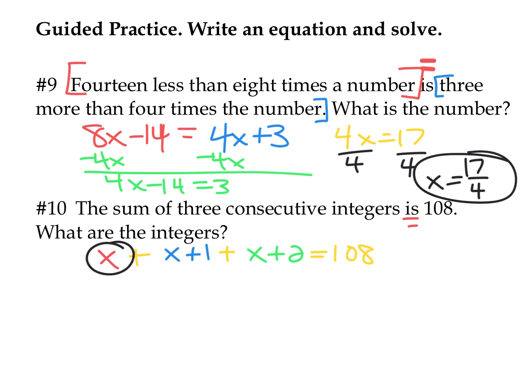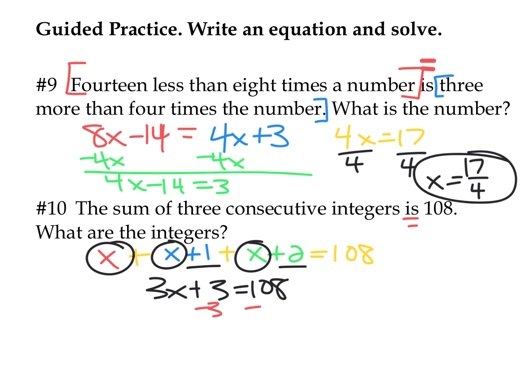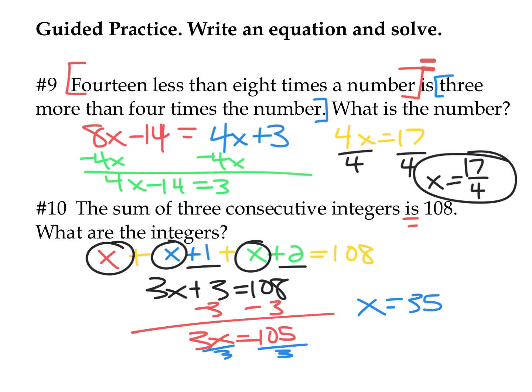So now on the left side here, I've got my like terms I can add together. That's 3x plus, we got the 1 and the 2 added together, 3 equals 108. I can solve that now by subtracting 3 on both sides. I get 3x equals 105. And then if I divide by 3 on both sides, I'm going to get x equals 35. Keep in mind, that's not an answer. What are the integers? Well, the x is 35. Then the next one would be x plus 1, and the next one after that would be x plus 2. So 35, 36, and 37. Those are the 3 consecutive integers. And if you add those together, you'll see that it comes out to 108, which is good to check and make sure that it makes sense.